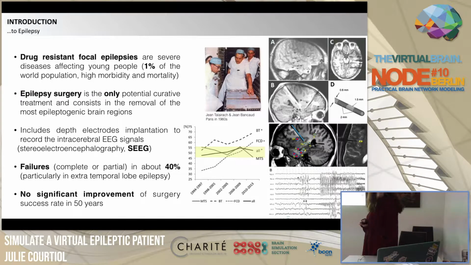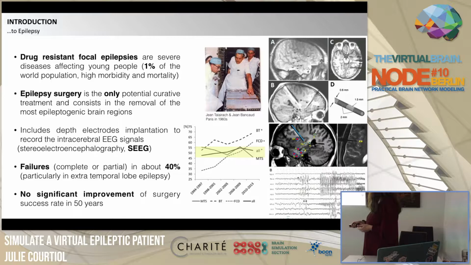The problem is, one of the problems is, even if the clinician has identified the epileptogenic zone, after surgery there are still a lot of patients who still have some seizures. And this level did not improve in 50 years.